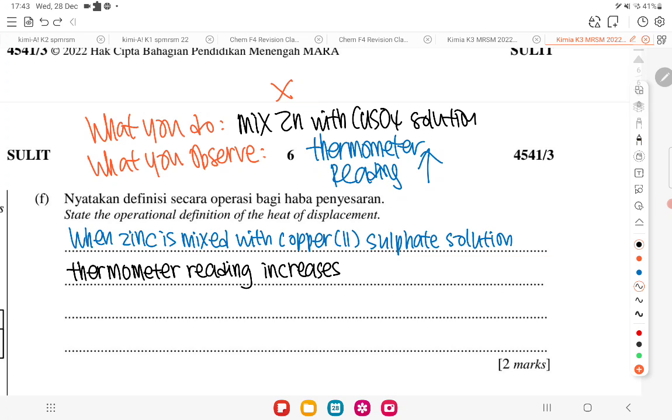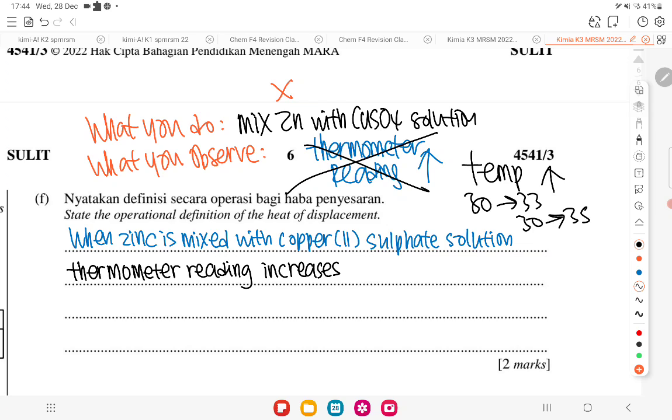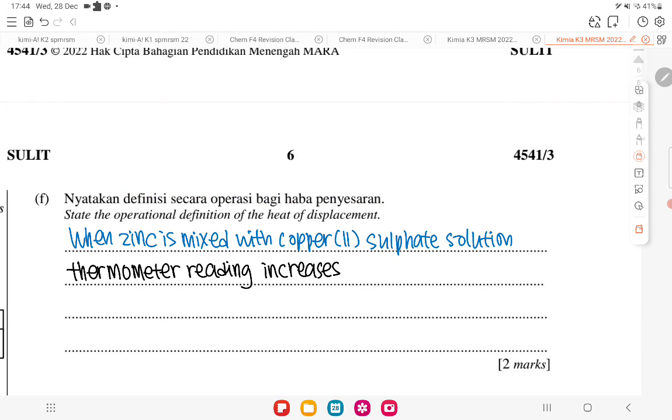Some students may ask, sir, if I don't want to write thermometer reading increases, can I write temperature increases? Because I can see 30 become 33, 30 become 35. Yes, you can, but thermometer reading is even better. Why? I can directly tell the examiner I observe the reading of the thermometer, so the examiner knows the temperature comes from the thermometer. The better the answer, the higher chance you have to get full marks.